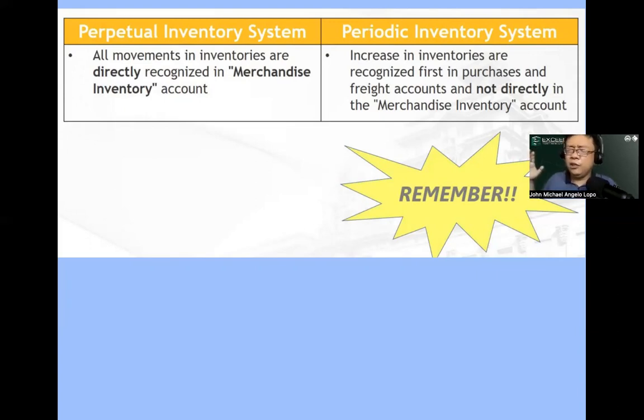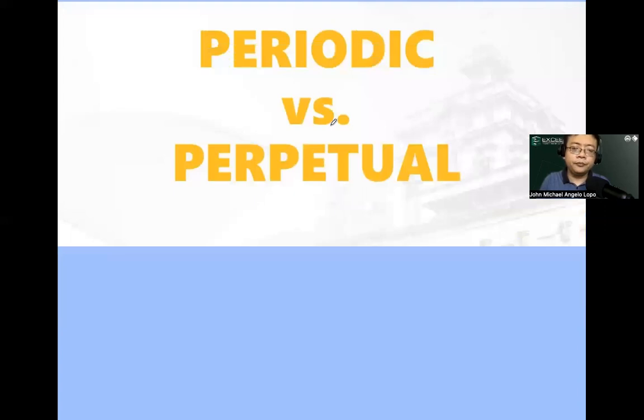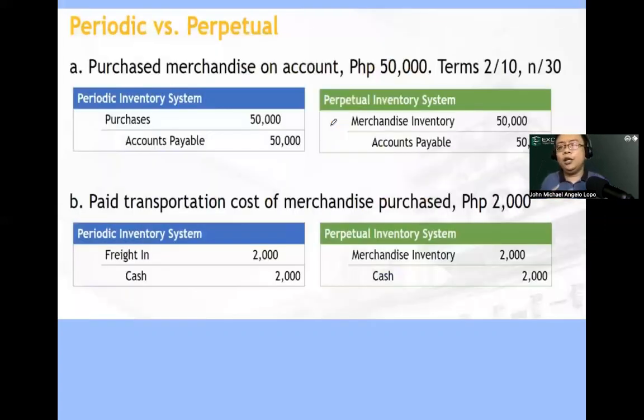If you record also here allowances, specific yan. Hindi siya part ng merchandise inventory. Ulit lang. So how do we record that one? So purchase, if you purchase on account worth 50,000, tinan mo yung perpetual. Still, merchandise inventory, ito ay ganun din, pero the term here is purchase, not anymore merchandise inventory. And also you have accounts payable.